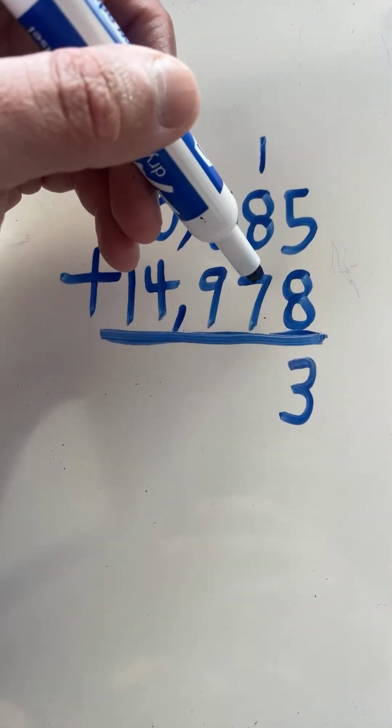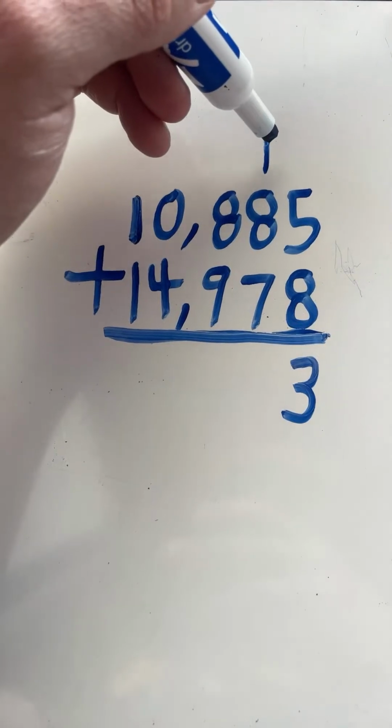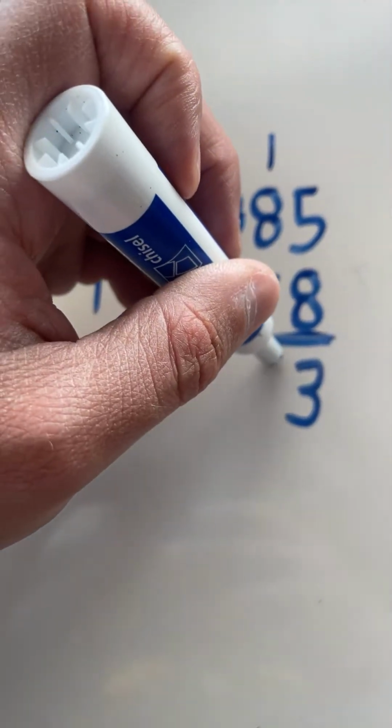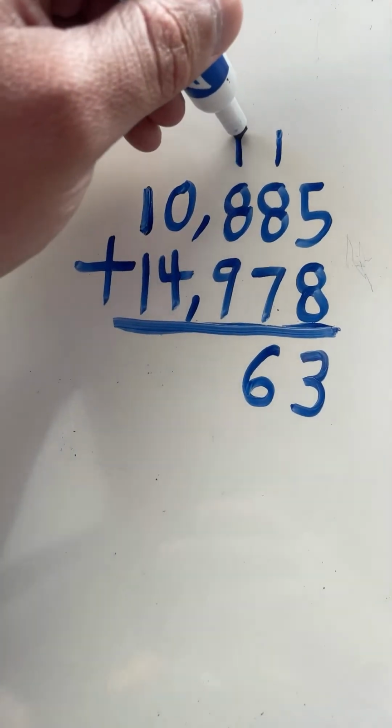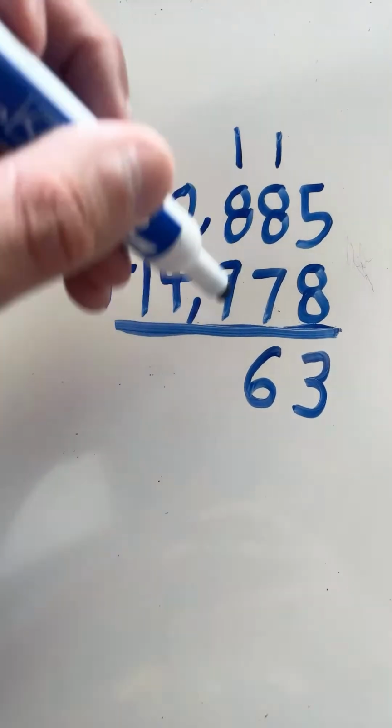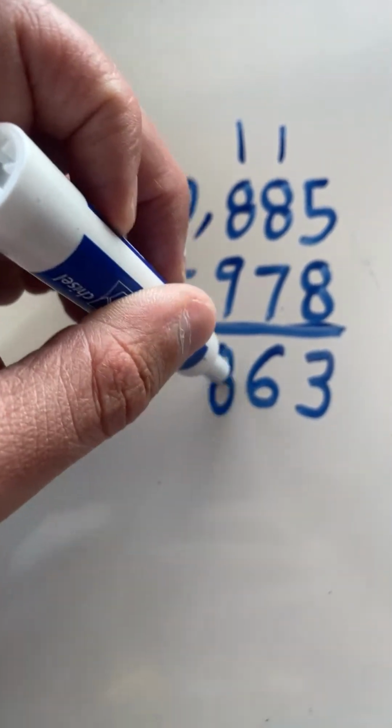8 plus 7 equals 15. We have to add the one that we carried over. 15 plus 1 is 16. Again, we got to regroup. So 6, carry the 1. 8 plus 9 is 17. Plus 1 is 18. 8, carry the 1.